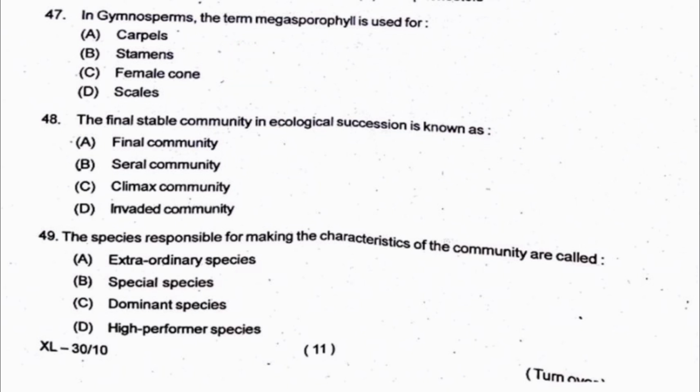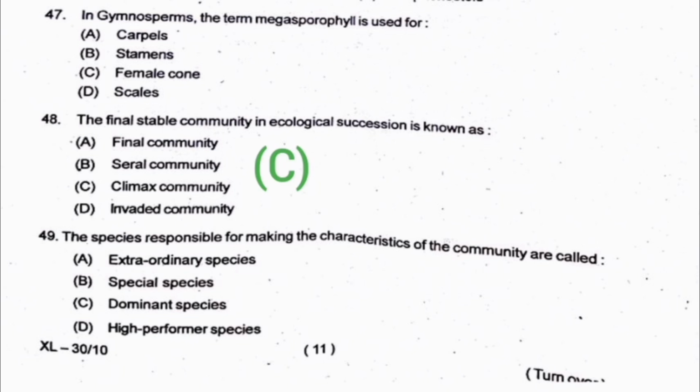Next, question number 48. The final stable community in ecological succession is known as option A, final community, option B, seral community, option C, climax community, option D, invaded community. So the correct answer is option C, climax community.